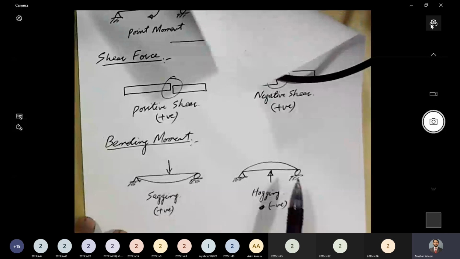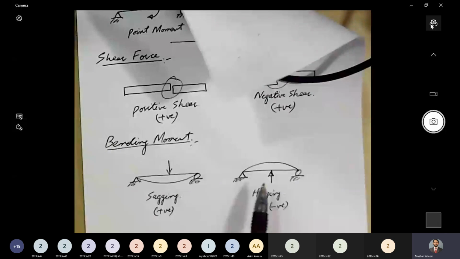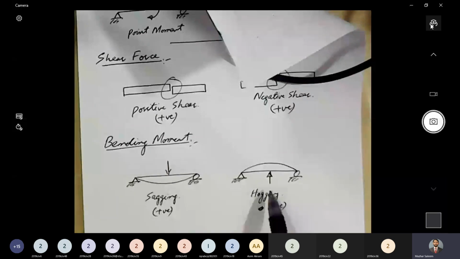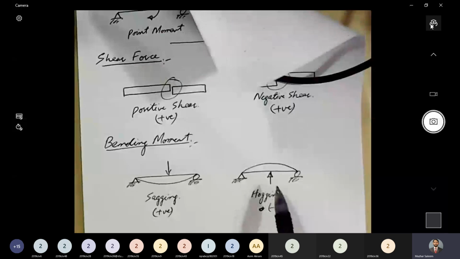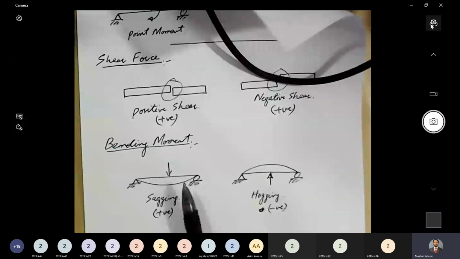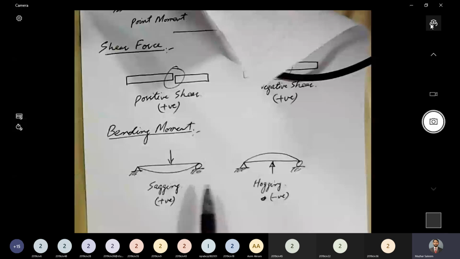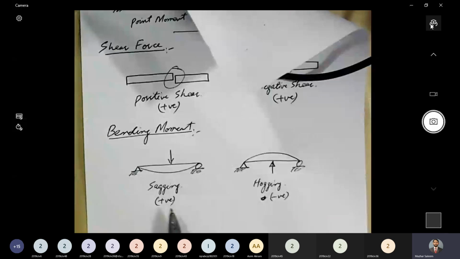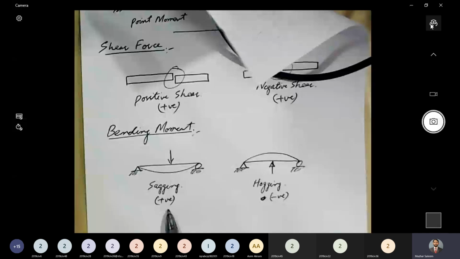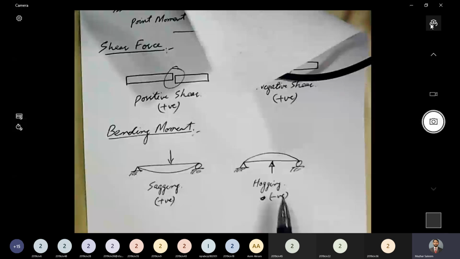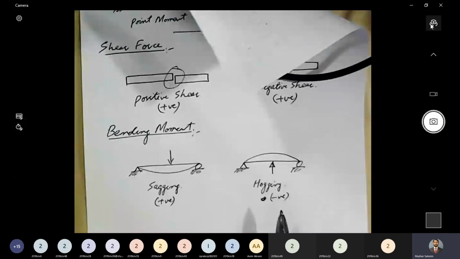Sagging positive, hogging negative. One clarification: here I have shown sagging under the application of downward load and hogging under the application of upward load. But depending upon the combination of loading and the supporting system, the beam may also hog even under downward acting force. When we solve problems, we will see that case. But at this point, we need to know that whenever the beam bends like this it is termed sagging, which is treated as positive, and if the beam bends like this, in the upward direction, we call that hogging, which is treated as negative.